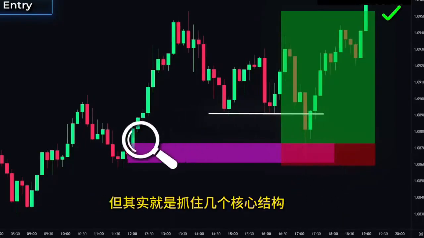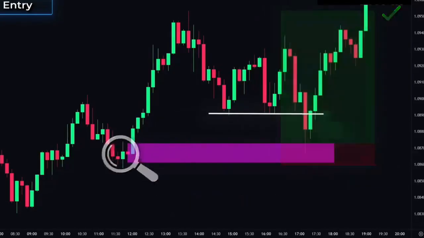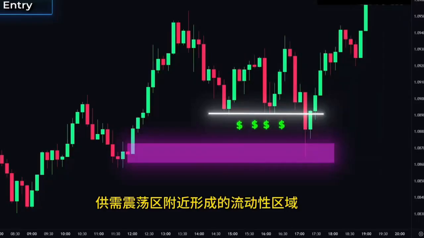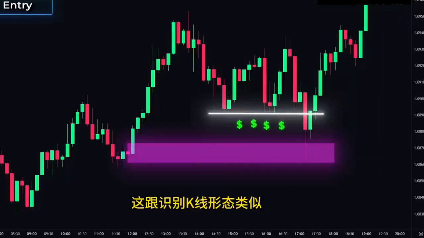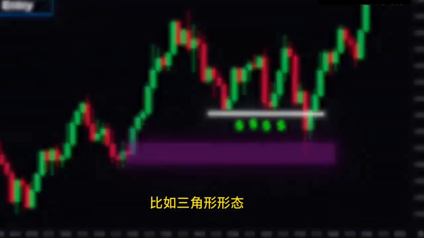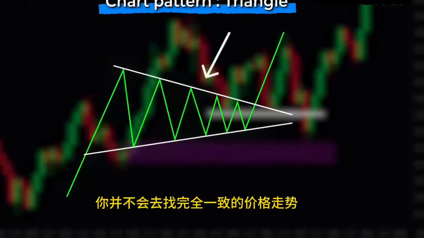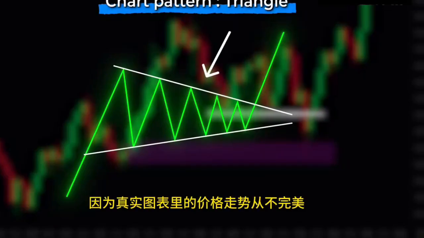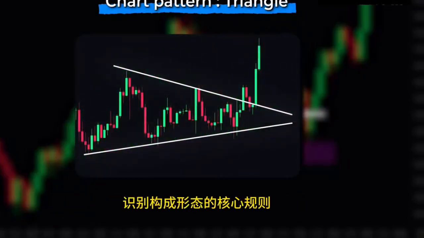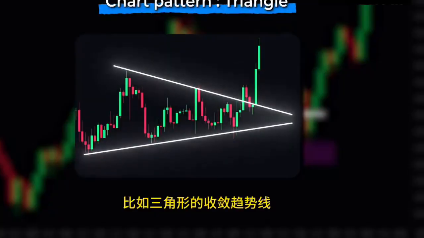Now, this strategy might seem hard at first, as many conditions need to come together for it to work, but it's really just about spotting a few key rules. A liquidity level formed near a supply or demand zone. It's no different than trying to spot a regular chart pattern. For example, in a triangle pattern, you're not trying to find this exact price movement, because price doesn't move like this in a real chart. Instead, you're focusing on the rules that make up the pattern, which in this case are the converging trend lines.